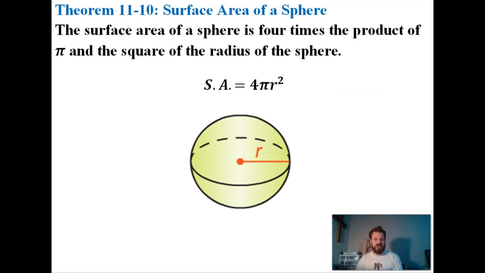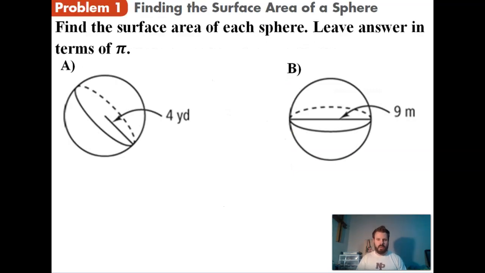And as far as finding surface area, we have a very simple formula. Surface area is just equal to 4 times pi times the radius squared. So in other words, if you know the radius, you just plug it in and you get the surface area. Where is this formula coming from? You don't need to worry about that. You're not going to see where it comes from until calculus. We'll just take its word for it and use it for now. All right, so let's go ahead and use that formula. Problem 1, find the surface area of each sphere. Leave answer in terms of pi.